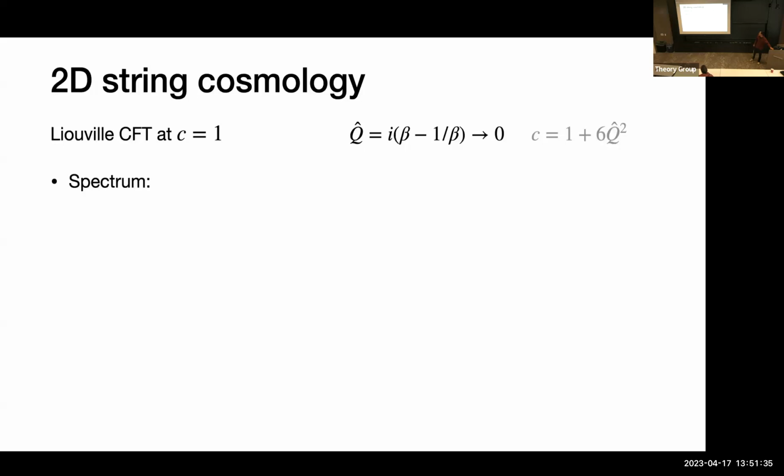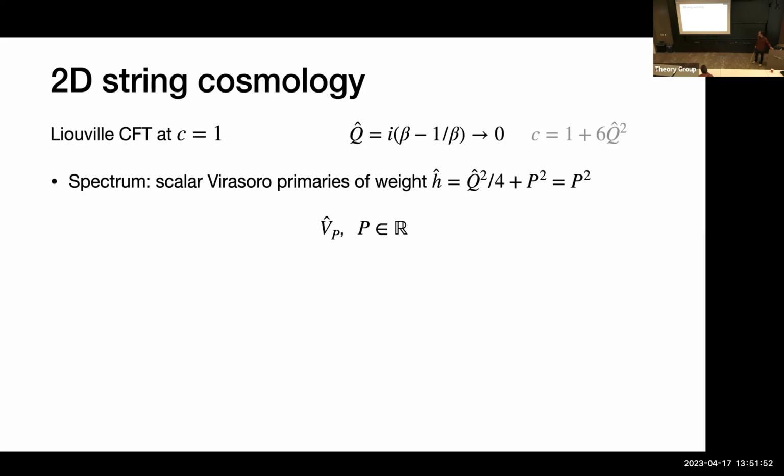Again, let me give you the two pieces of data of the CFT. Just to avoid confusion, whenever you see a hat, it will refer to the c equals 1 piece that will eventually be the time-like piece. So hats are for the time-like piece. Again, the spectrum comes in a continuum of scalar Virasoro primaries. But now Q is 0 in the relevant limit, so it's just P squared. Again, labeled by real momentum, the so-called Liouville momentum. Let me label them abstractly as V hat P.